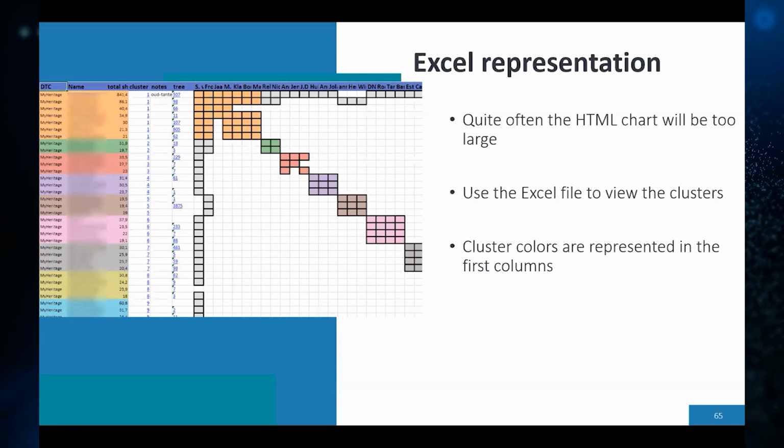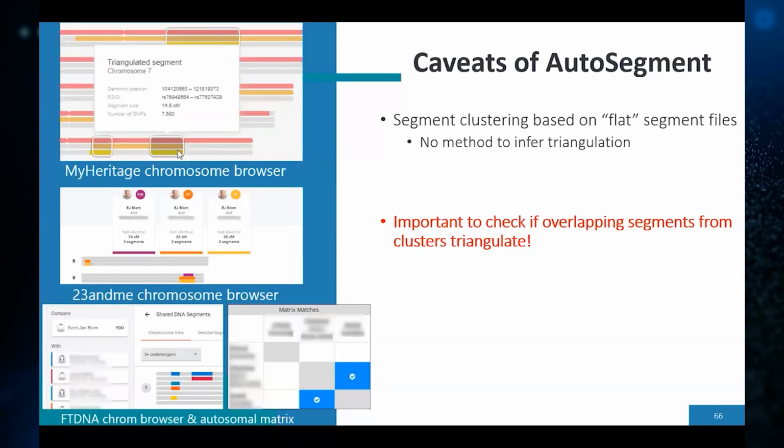So now we make those Excel files, and the cluster colors are also represented in the first columns. Like I said, one of the things you have to be careful about is that you need to do follow-up analysis of the segments, because these are all flat segment files. So I cannot detect triangulated segments. You have to do that manually. You have to do that yourself.